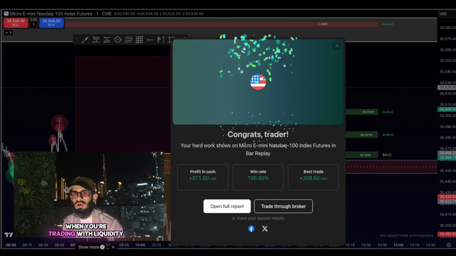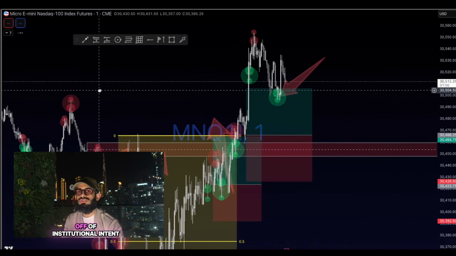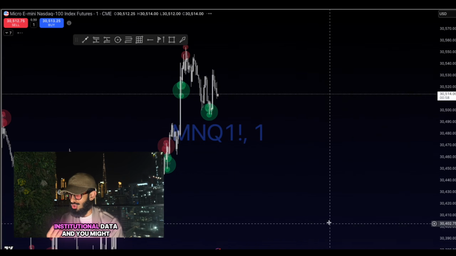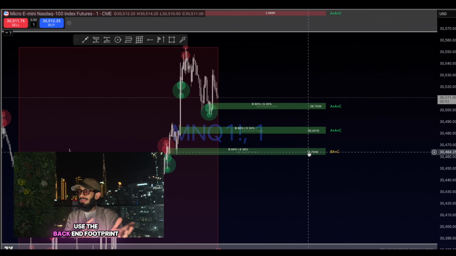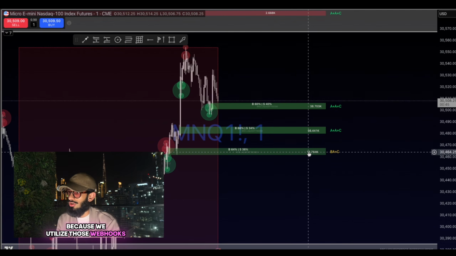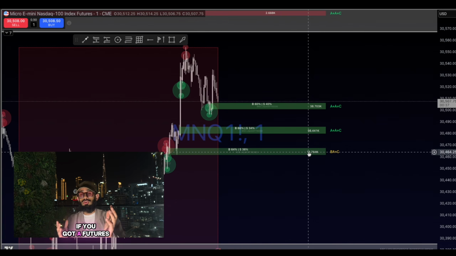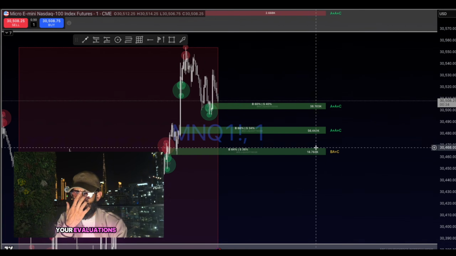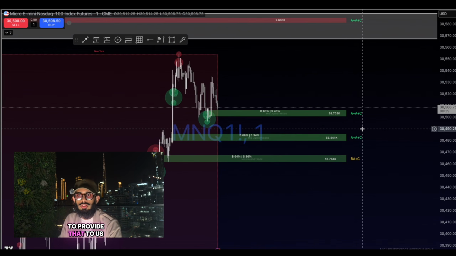When you're trading with liquidity, when you're trading actively based off of institutional intent, institutional data, you might be asking, how do we get that? Listen, what we do is we use the back-end footprint system from the ultimate accounts on Tradingview. There's a reason why we don't have alerts, because we utilize those webhooks based off of the back-end API of Tradingview to export that out. If you've got a futures broker, fantastic. If you've got a futures broker logged in, i.e. all of your evaluations, we will utilize that data. If not, we have external VMs to be able to provide that to us.